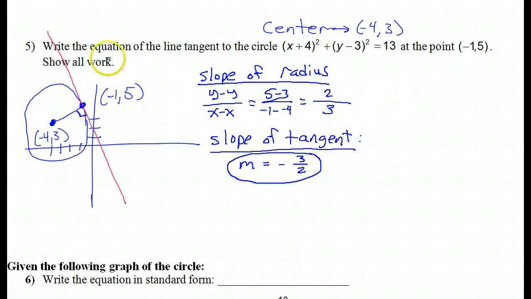We're supposed to be finding the equation of a line. The equation of a line is like y equals mx plus b, right? So far we have m, because those are really the two things we need. We need m and we need b. So we found m, so we're halfway there. All we need to do now is find b. So that's the next step. So let's find b.